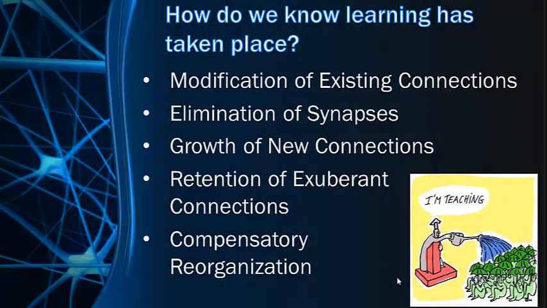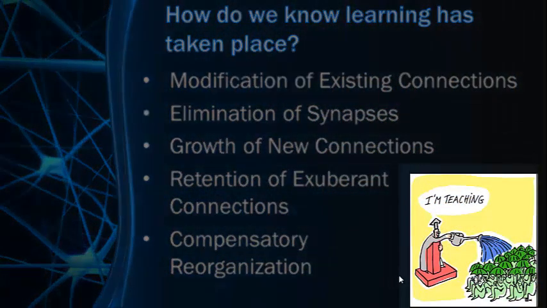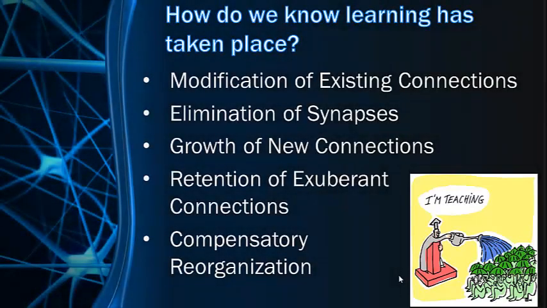So how do we know that learning has taken place? Sometimes you feel like you're teaching and it's just really not going anywhere. Well, we look for certain things, like a modification of existing connections, an elimination of bad connections, the growth of new connections, retention of exuberant connections, and compensatory reorganization. We want to see that there's actually a difference in what they think and how they think.